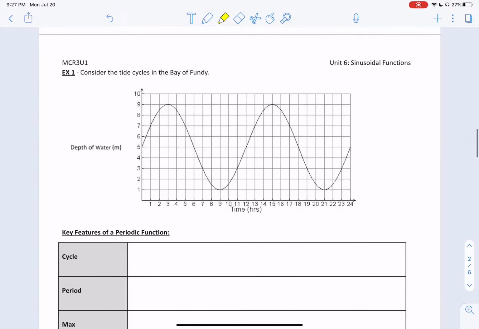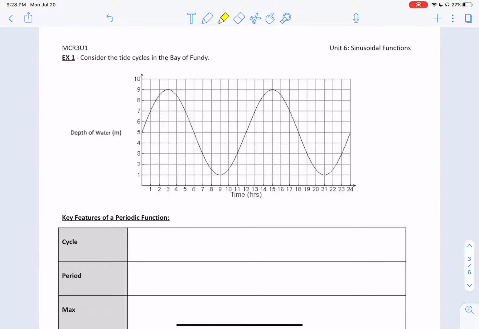So let's take a look at that tide example and consider the tide cycles in the Bay of Fundy. If I look here, my depth of water starts at 5. Then, as the time increases, so does the depth of my water. So my tide is coming in and the water is getting deeper and deeper until it hits about 9 meters deep. Then the tide is going to retreat and my water is going to get shallower and shallower till it goes back down to 5 and gets as low as 1.